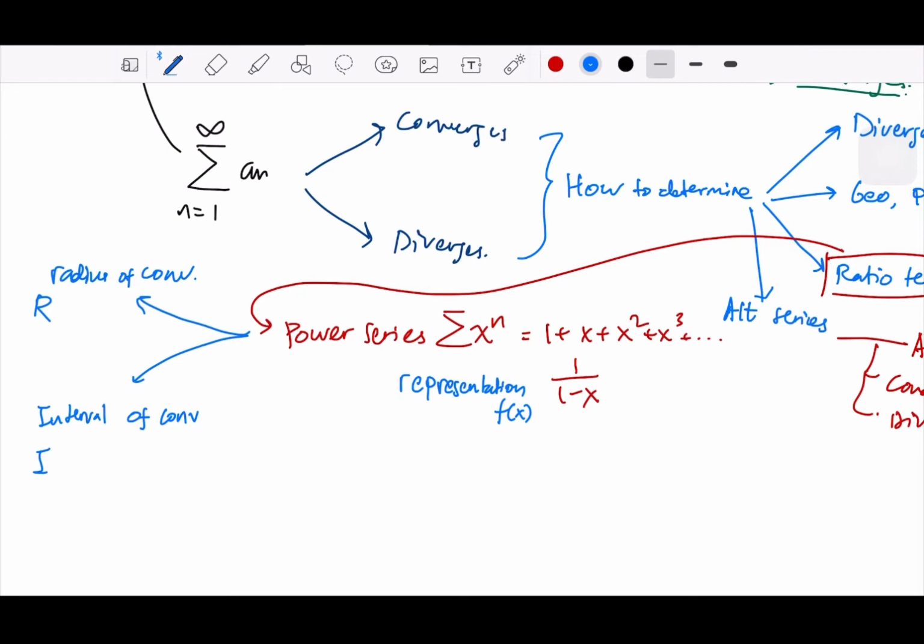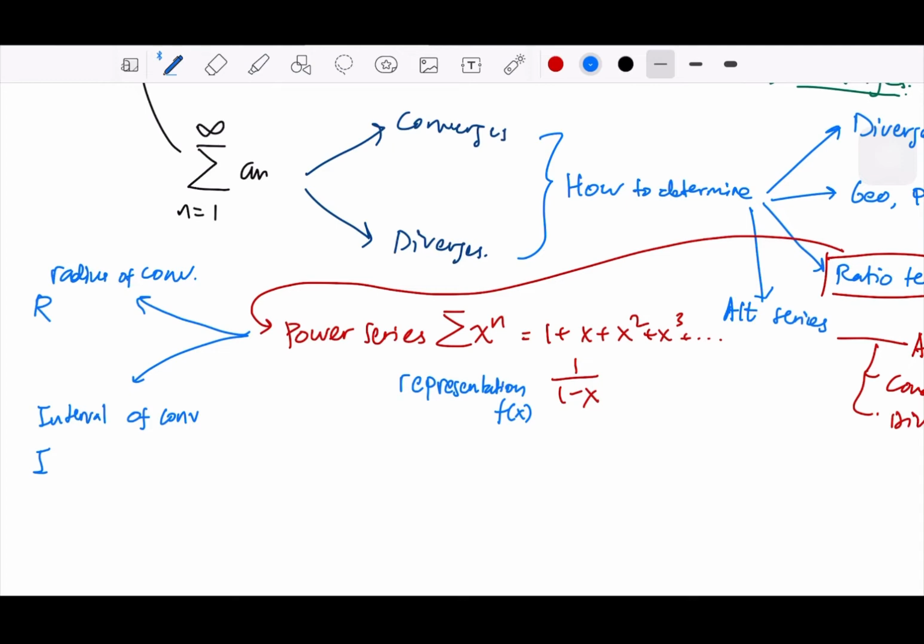At least to find the radius and interval, the first step you need to do in a power series is always using the ratio test, because this is the implication of the ratio test. So if we have a series that has some x aside from n, it has some interval that you need to figure out. You need to find which interval is converged and which one is diverged.